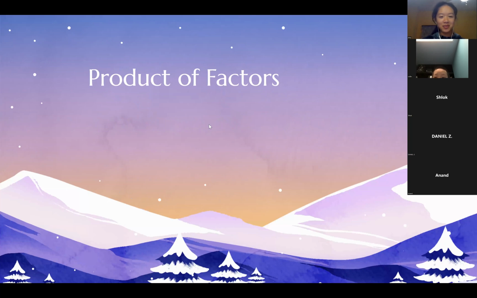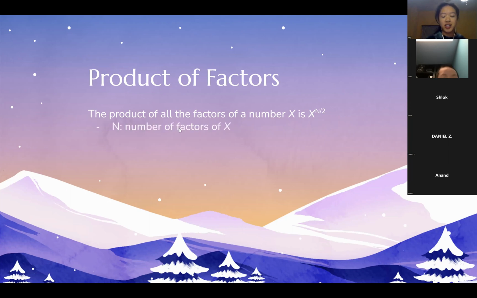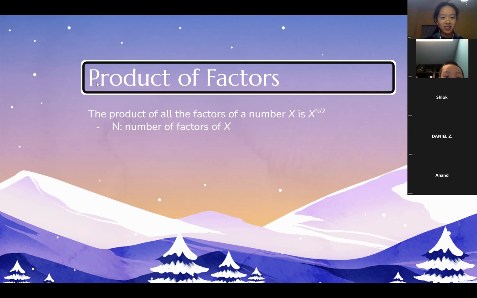Okay, so product of factors. We just did the number of factors, but there's also product. Sometimes the question will ask you what's the product of all the factors in a number and what's the sum of all the factors in a number. The product of all the factors in a number x is x raised to the power of n over 2, where n is the number of factors of x. So if you can figure out how many factors there are in x, you can figure out the product of all the factors. So let's just do that.